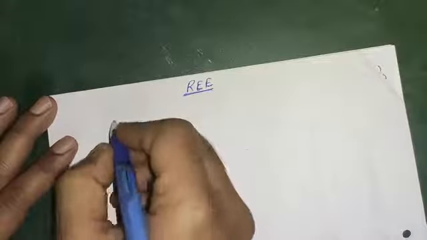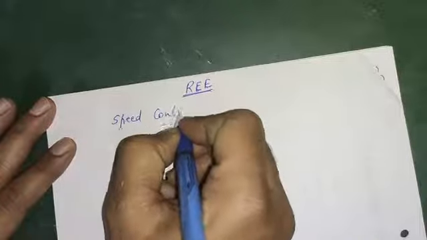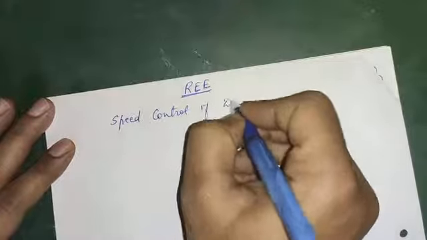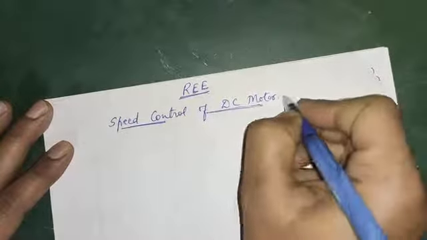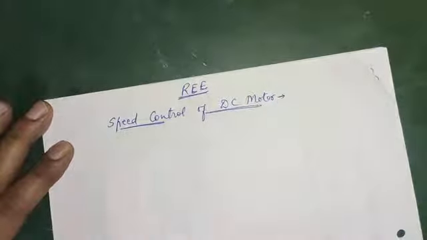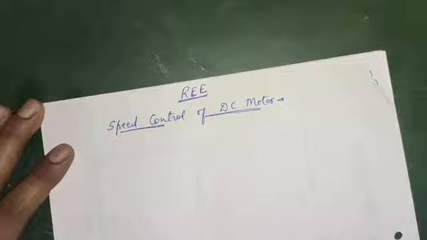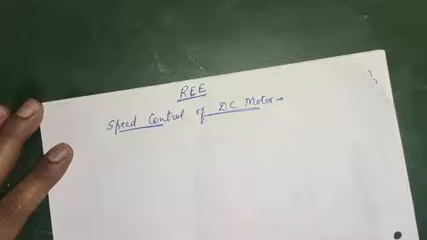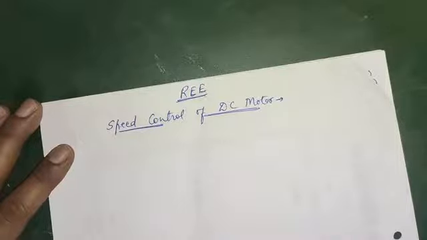Today we will see the speed control of DC motors. Now, why do we have to control the speed of a DC motor? In applications of DC motors, according to the load changes, we require different speeds at different loads. So that's why we have to control the speed of a DC motor.